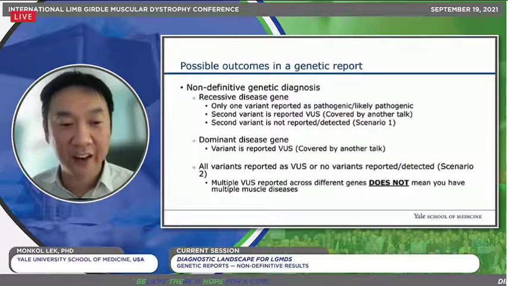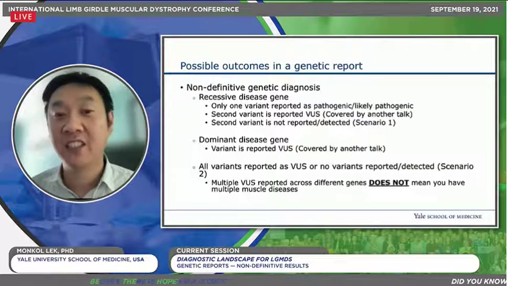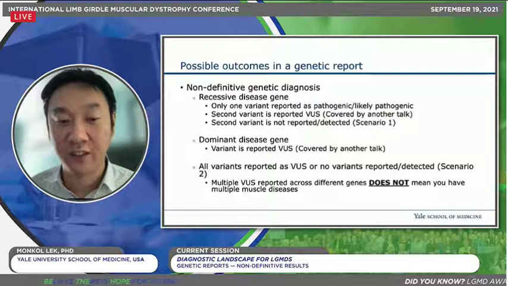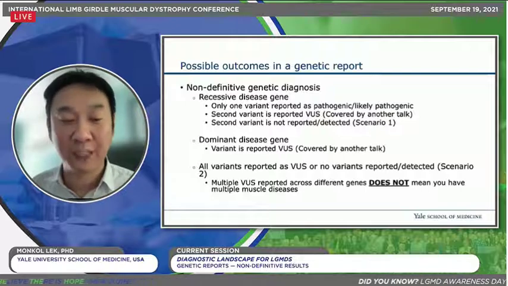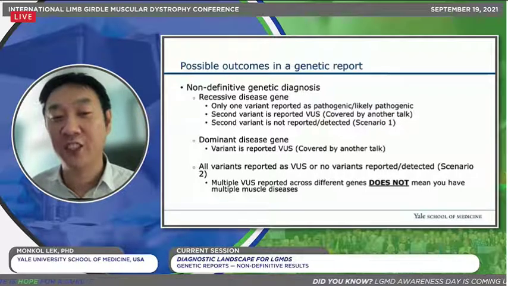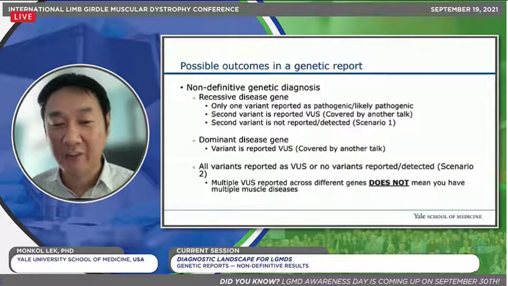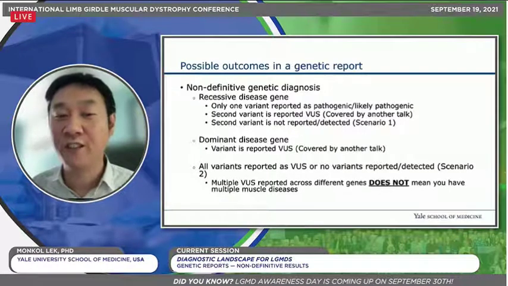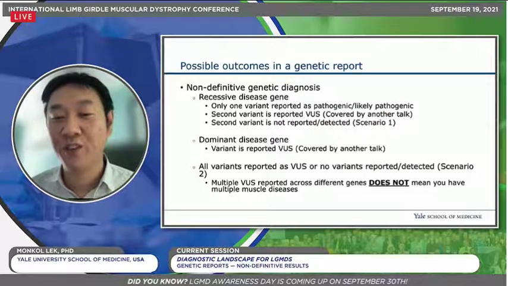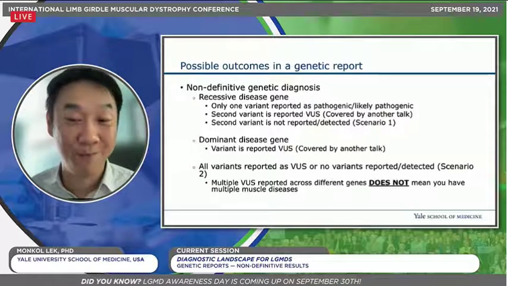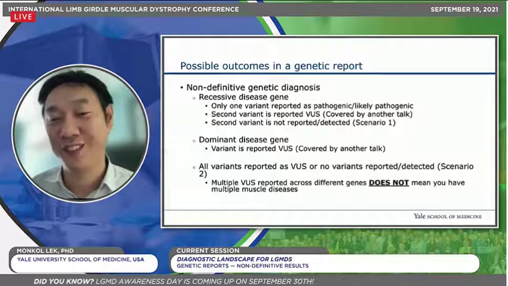Just a reminder that only 50% of patients actually get a definitive genetic diagnosis. One thing I'm going to have to stress, because I've talked to a lot of patients showing their genetic report and coming to this conclusion, and I just want to elaborate on this. Multiple variants of uncertain significance reported across different genes does not mean you have multiple muscle diseases.